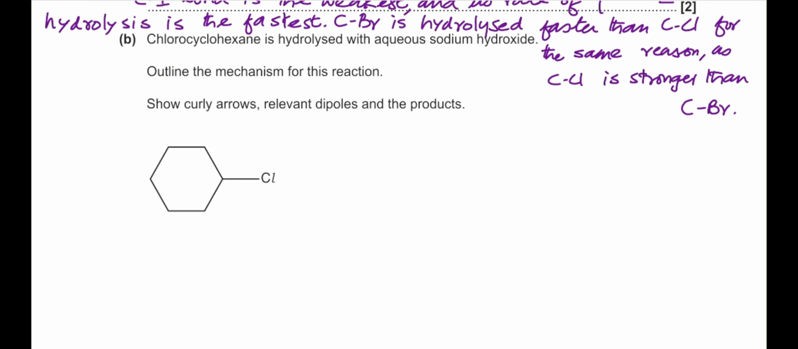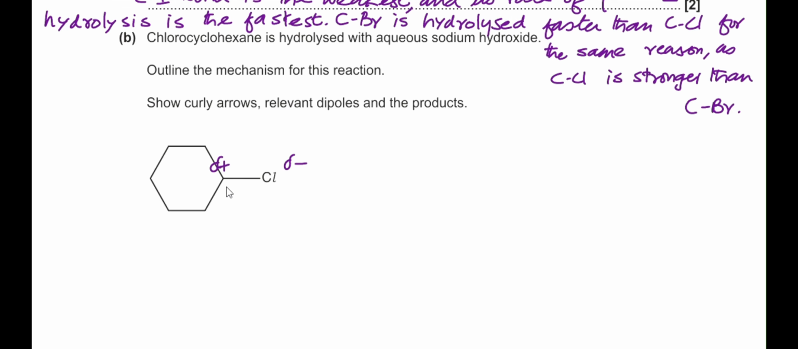B. Chlorocyclohexane is hydrolyzed with aqueous sodium hydroxide. Outline the mechanism for this reaction. Show curly arrows, relevant dipoles and the products. Firstly, the electronegativity difference between chlorine and carbon is significant. Therefore, the bonded electrons from this bond will tend to shift towards the chlorine atom, thereby creating a delta negative, and there is a delta positive dipole charges here. The carbon atom with the delta positive charge here is now susceptible for nucleophilic substitution reactions.